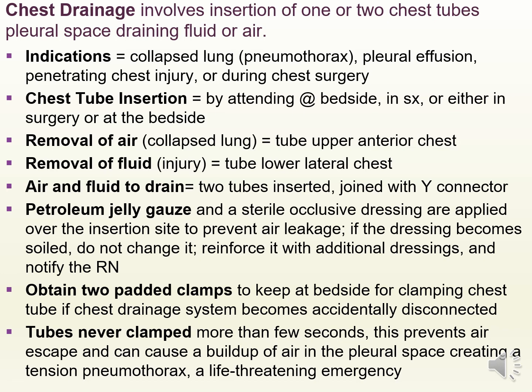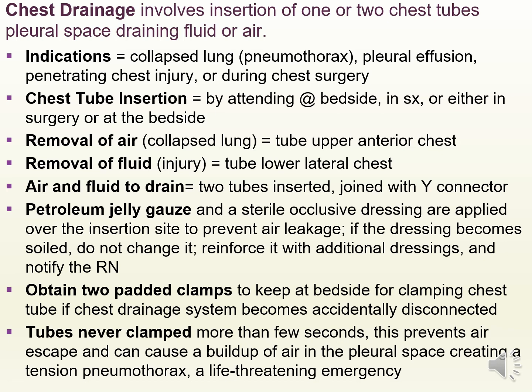If the surgeon is attempting to remove air, as in a collapsed lung, the tube will be inserted in the upper anterior chest wall. If the physician is trying to remove fluid as a result of an injury, the tube will be placed in the lower lateral chest wall. If the surgeon needs to remove both air and fluid, 2 tubes will be inserted and joined with the Y connector. Petroleum jelly gauze and a sterile occlusive dressing are applied over the insertion site to prevent air leakage.